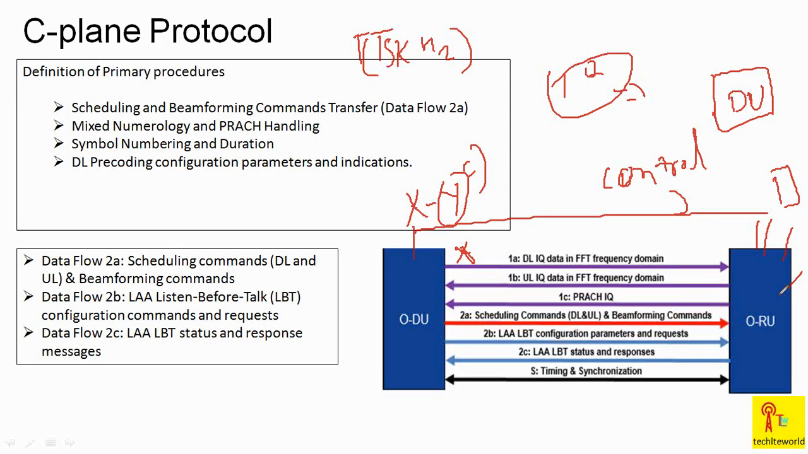Suppose DU schedules some data, and there are a lot of EVs connected. So DU schedules some data in any particular subframe, right? In that case, DU should also send the control plane instruction for that particular subframe, for handling the mixed numerology. That means for handling the mixed numerology, DU should send the control plane.